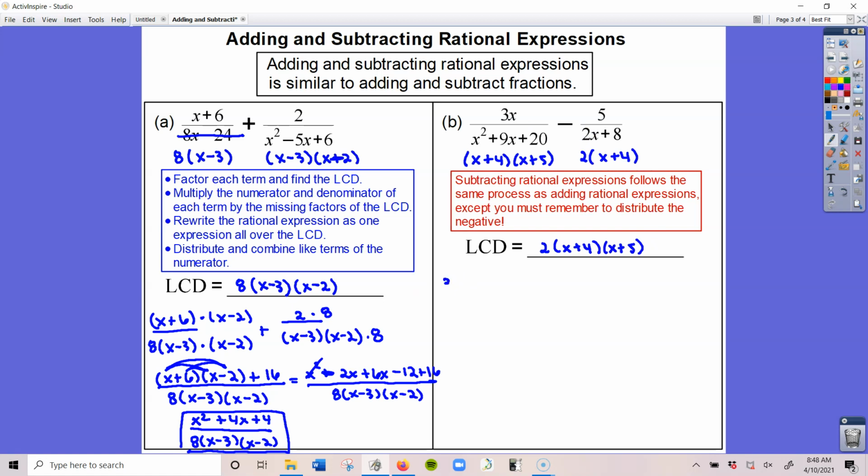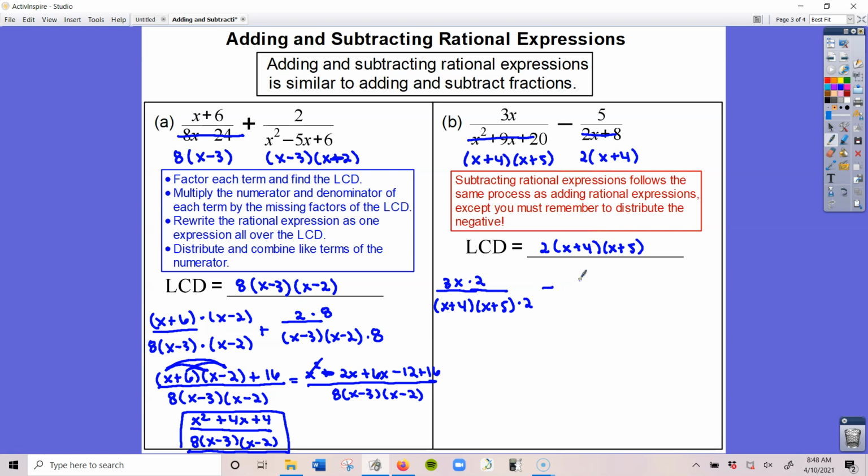We have here 3x over, remember that we're using the factored version of the denominators, x plus 4, x plus 5. And the reason why we use the factored version is because then we can look at the LCD and see what are my missing factors. Since I have x plus 4 and x plus 5 already, what we're missing is the 2. So I'm going to multiply the denominator by 2 and the numerator by 2.